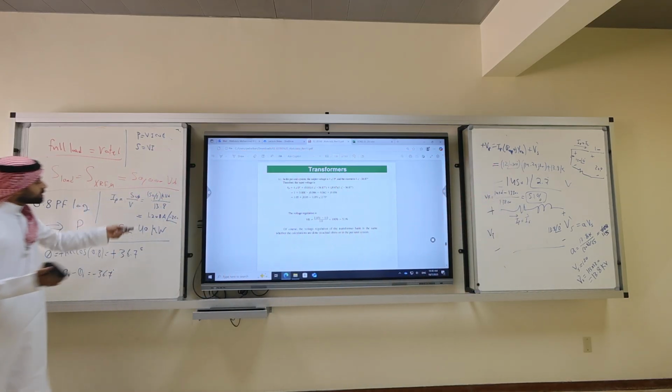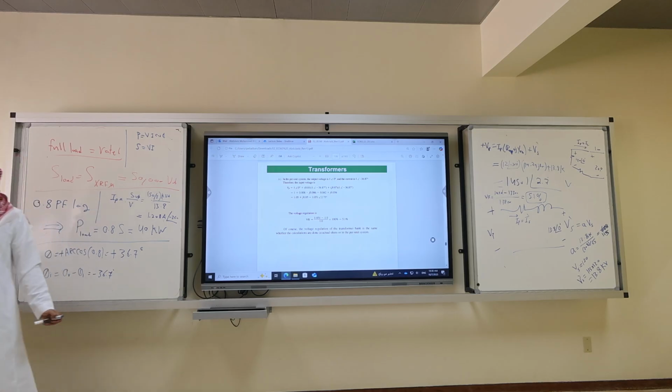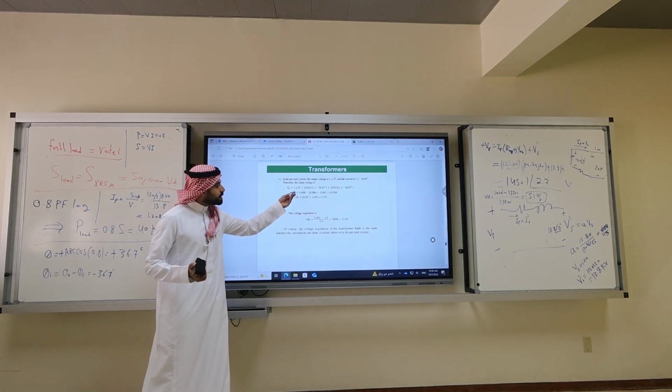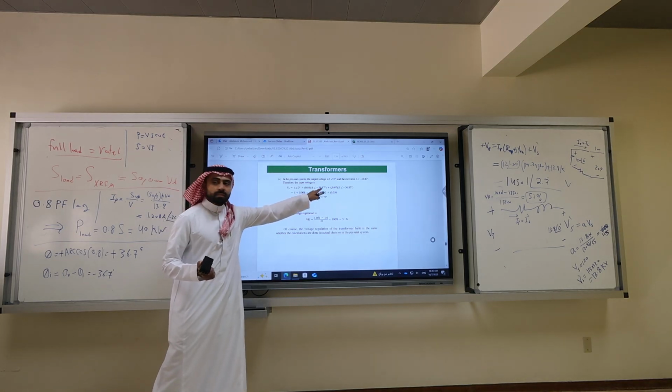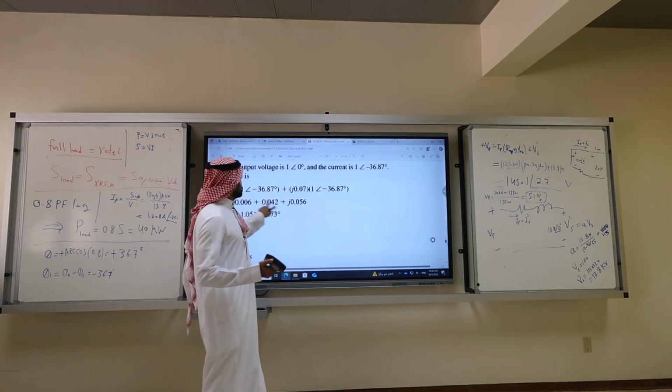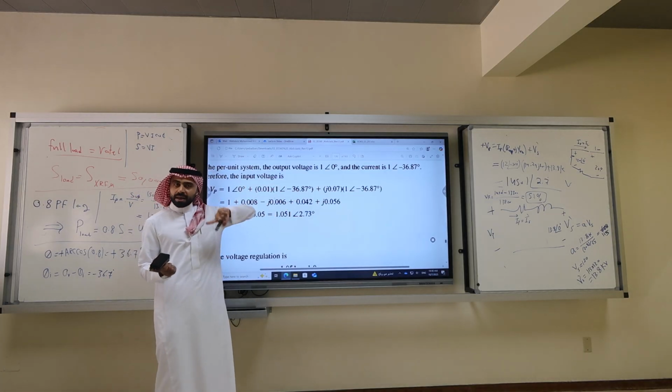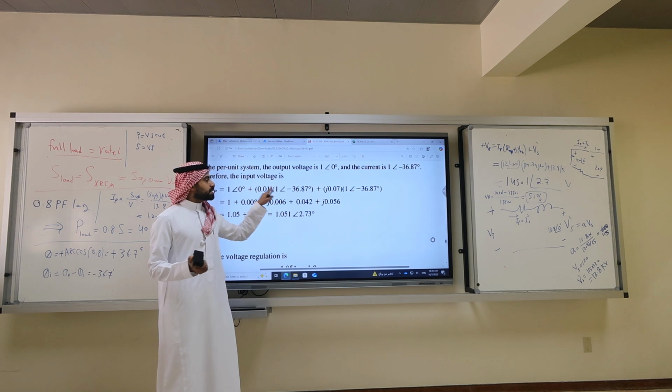If you do I base, it will be the same number, 1.2. So if you do I base, it will be 1.2. That's why he put here 1 angle minus 36 point. You see this 1 minus angle? Because it happened to be I base equal to this current.